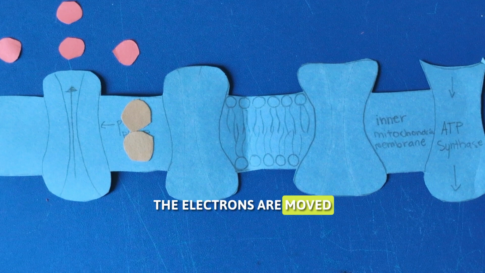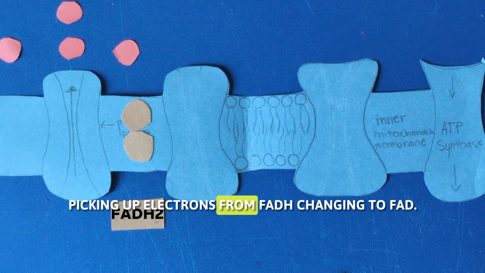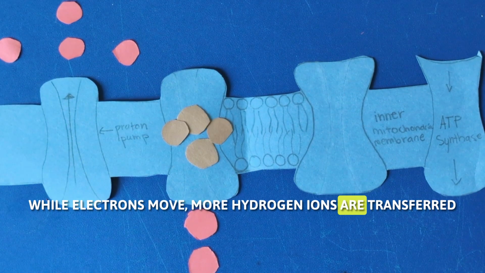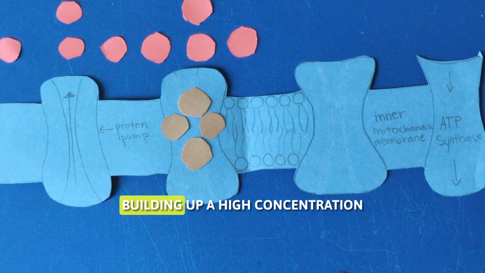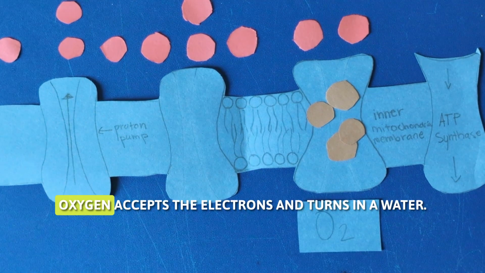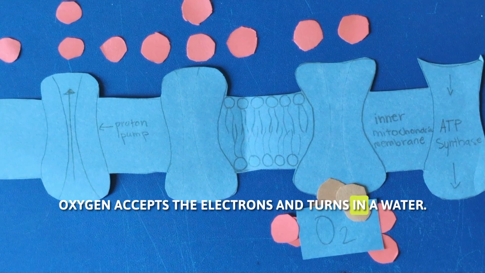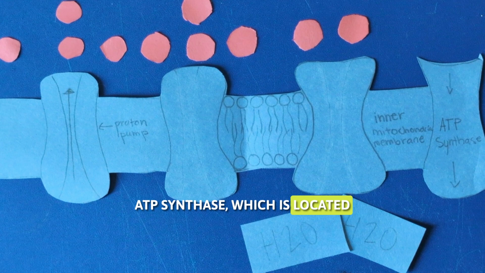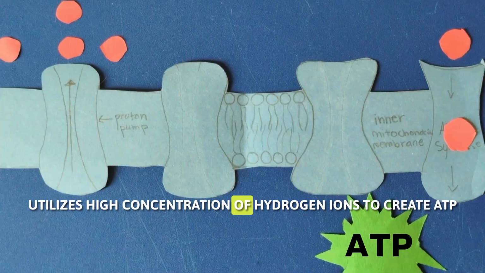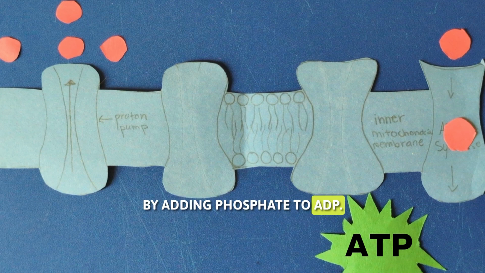The electrons are moved, picking up electrons from FADH, changing to FAD. While electrons move, more hydrogen ions are transferred into the inner membrane space, building up a high concentration of hydrogen ions. As shown here, oxygen accepts the electrons and turns into water. ATP synthase, which is located in the cristae of the mitochondria, utilizes the high concentration of hydrogen ions to create ATP by adding phosphate to ADP.